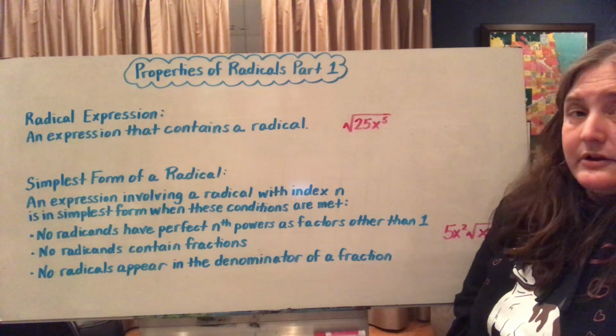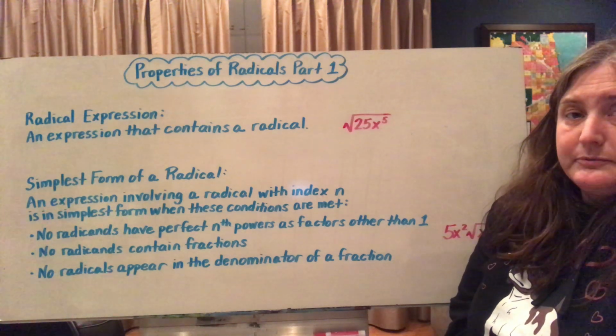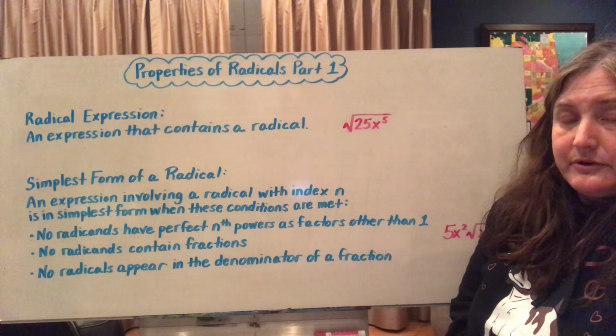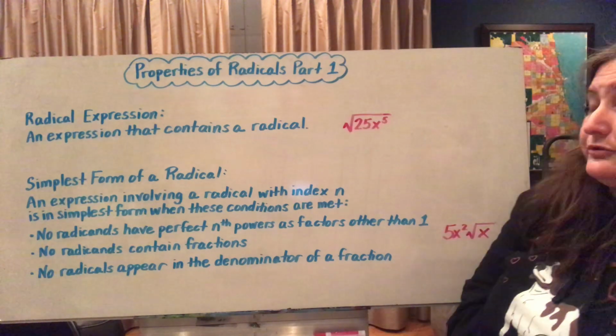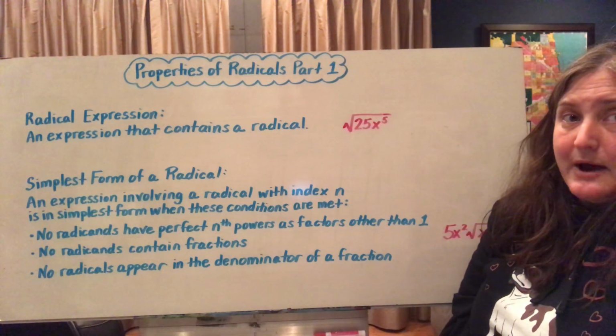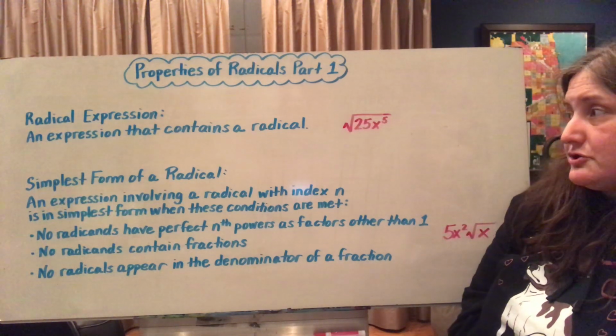This is Properties of Radicals, Part 1. A radical expression is any expression with a radical sign in it. So here we have our radical sign. So the square root of 25x to the 5th power is considered a radical expression.